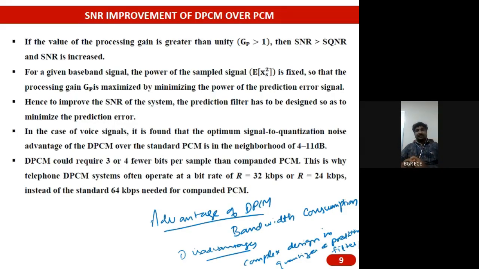So the service provider can tolerate the complex designs in the transmitter and the receiver in exchange for bandwidth conservation, so that the consumers can buy more devices, since the consumers are more in number. So by considering these two trade-offs, a new kind of technology has evolved lately called delta modulation, which will be discussed in the next session.